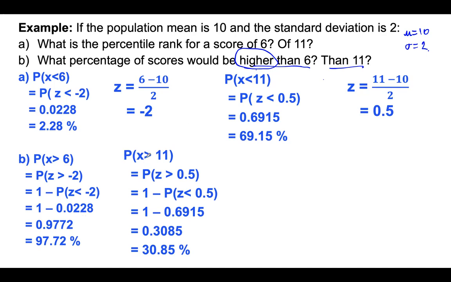The probability of x being greater than 11, same idea, transform it into a z-score. We just found our z from part A, 0.5. So this would be 1 minus the probability of z being less than 0.5. We found this probability again from part A. And if you add these probabilities, this one and this one together, you would get 100%.